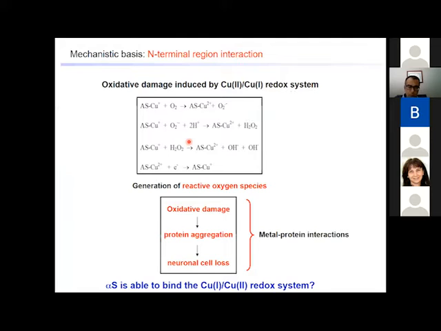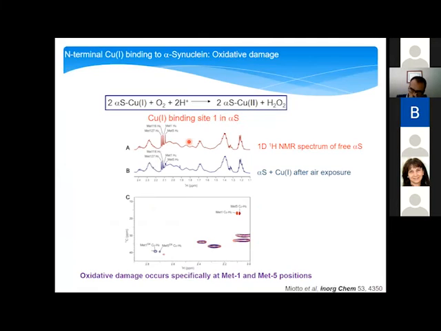So we tried to assess the effect of oxidative damage induced by copper, but for that we had to work with copper 1, and we had to show that the protein was able to also bind the reduced state of copper. So we performed a very easy experiment, without any need to label the protein, using 1D NMR on alpha-synuclein. This signal corresponds to the four methionines in alpha-synuclein, and you see that in the presence of copper there is a loss of intensity of two of these methionines, which means that copper was able to interact with the methionines at position 1 and position 5, and after air exposure probably induced oxidative damage.